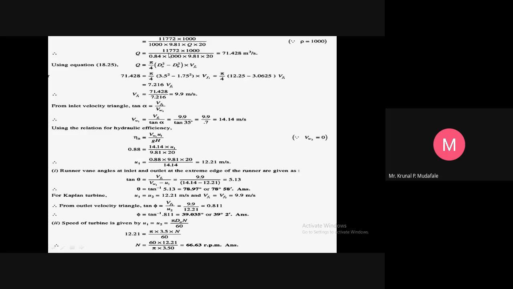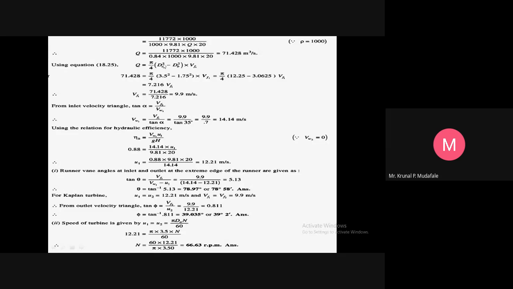Okay, yes. So that is available here: 11,772 into 1,000 divided by the overall efficiency, which is already given as 0.84 into 100, multiplied by 1,000 into 9.81 into the head, 20 meter. So from this equation, you will get the discharge as 71.428 meter cube per second. Now you get the discharge.